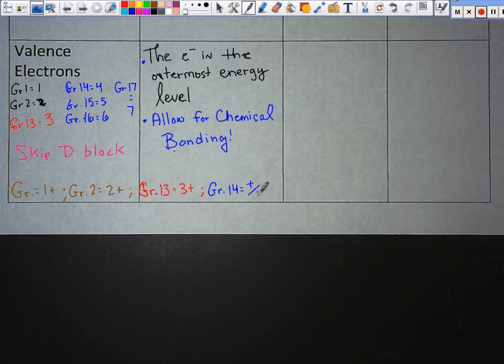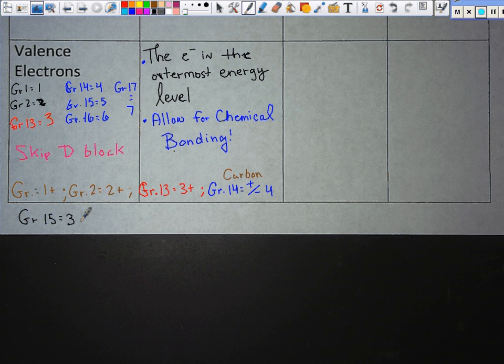Continue going. So group 15, this is when it starts to go back down. It is a 3 negative. Okay, well, why is that the case? Well, it has 5 valence electrons. How many does it want? It needs 3 more, so if you gain 3 electrons, you get to your 18. So that is why. What we're trying to do is add up to 18, okay?